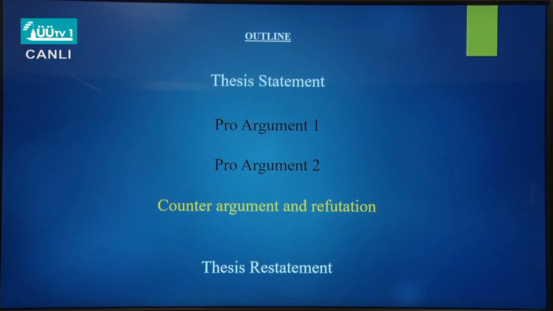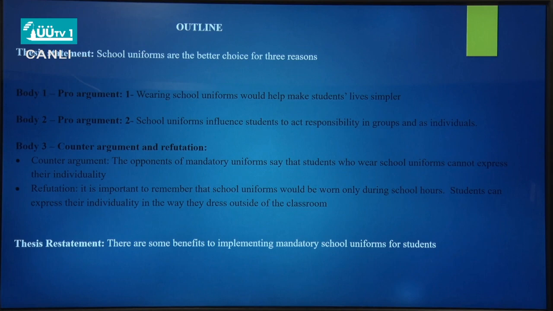So I wanted to insist again, we have 3 body paragraphs here. Number 1, we will defend it. Number 2, we will defend it as well. And in the last one, we will mention the counter idea, the opposite idea, then we will reject it or refute it. And then we will have our thesis restatement. So look at the outline here.